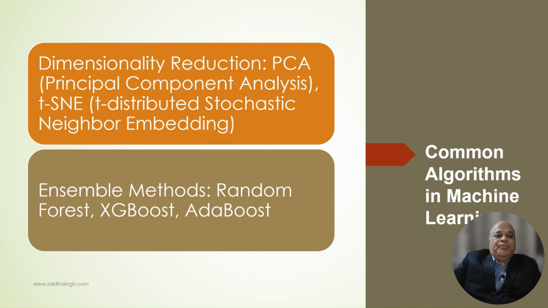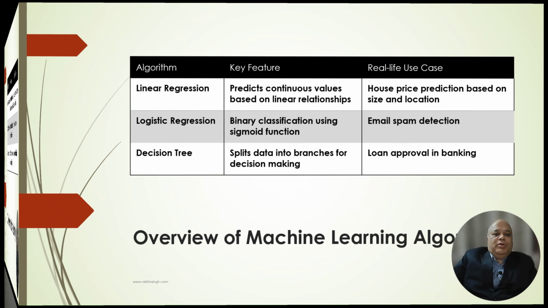and dimensionality reduction, which is PCA, where we try to reduce the features or the points which are not that important, and still maintain the key features, and then arrive at something. Ensemble methods are random forest, XGBoost, AdaBoost.